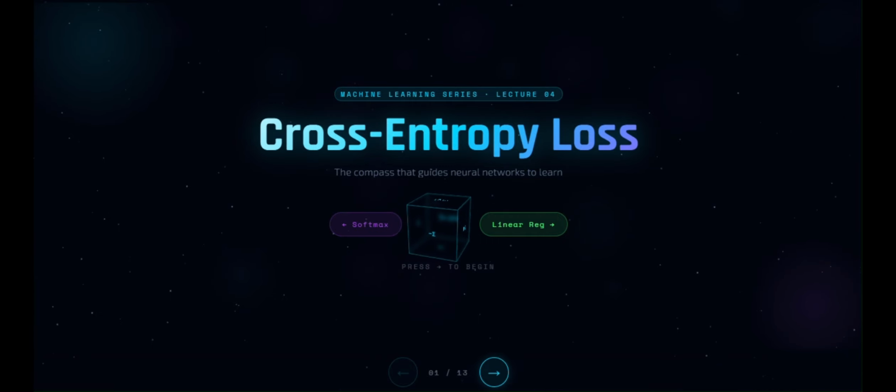is cross-entropy loss. This is the loss function used behind image classification, language models, recommendation systems, and even modern LLMs. By the end of this video, you'll understand what cross-entropy really means, why it works so well with softmax, and why almost every classification model depends on it. And also, we will be implementing cross-entropy loss in Python code. So let's get started.